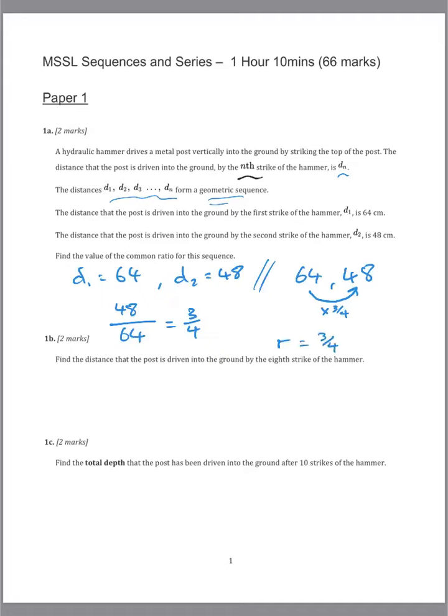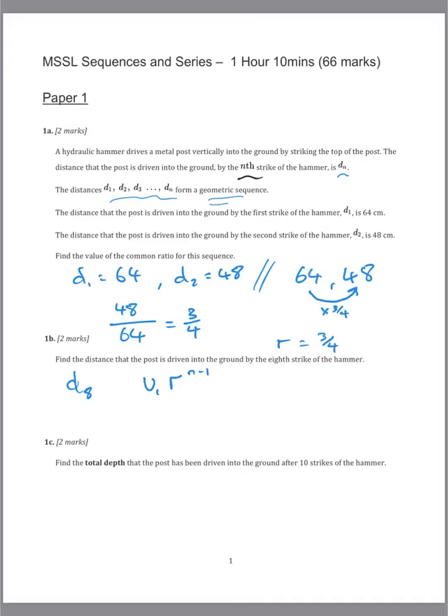Okay, part B. Find the distance that the post is driven down by the 8th strike of the hammer. So we're looking for D8 effectively, and we're probably going to reach for our formula booklet here, and it's going to tell us that it's U1 times r to the power of n minus 1. And all we're going to do is plug in all of our values.